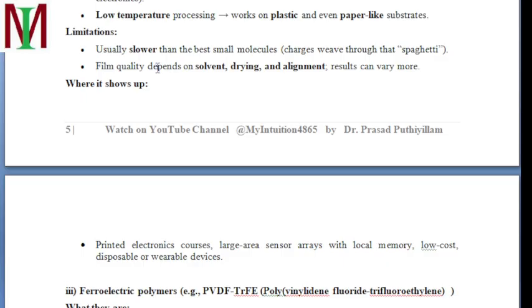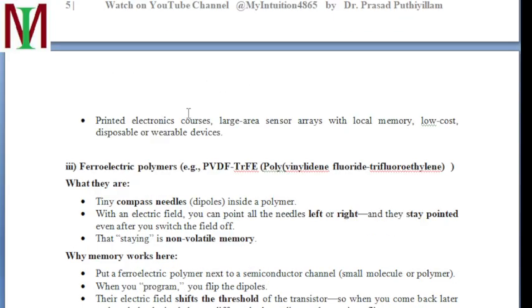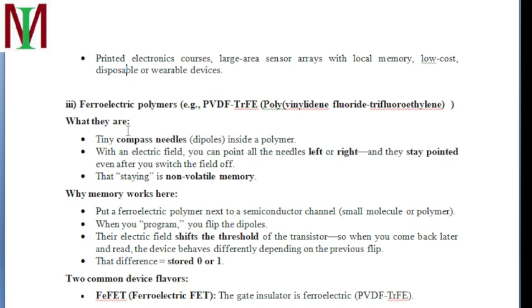Film quality depends on the solvent, the drying method as well as the alignment, and the results can vary more. Where it shows up: in printed electronics, large area sensor arrays with local memory, and low cost, disposable or wearable devices.